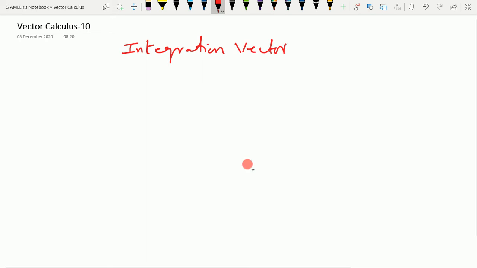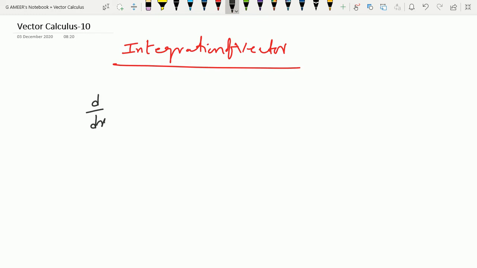In general, how will you define integration? In your 11th or 12th standard, you might have seen differentiation of a function, say d by dx. The differentiation of a function, d by dx of f, where f is a function of x, obviously gives some new function g of x.